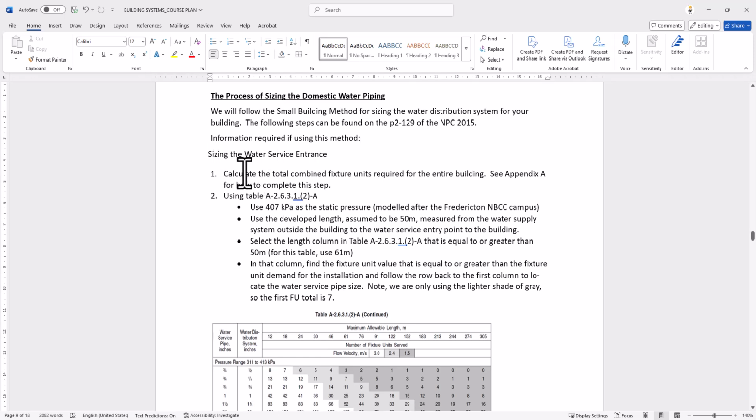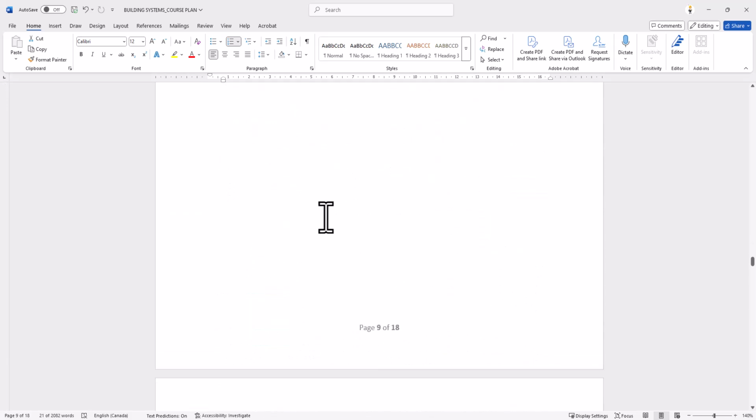Sizing the water entrance: calculate the total combined fixture units required for the entire building. See Appendix A for how to complete this step. This is a big step. It's probably going to take you the most amount of time for the entire assignment. So let's go through that.